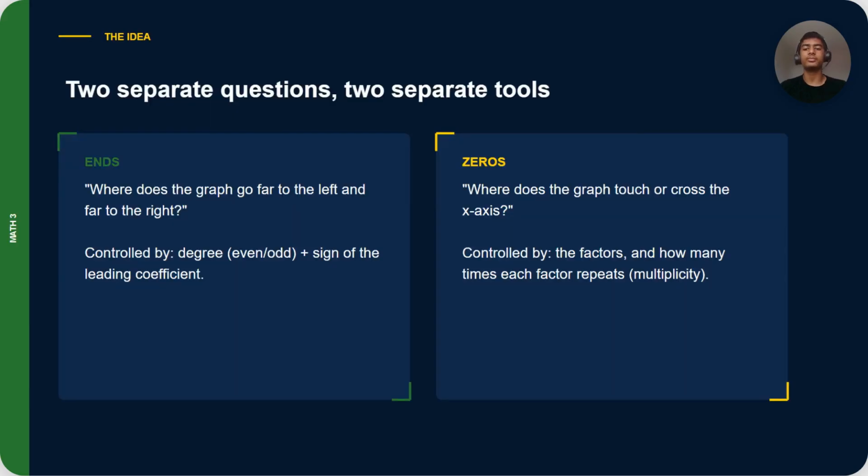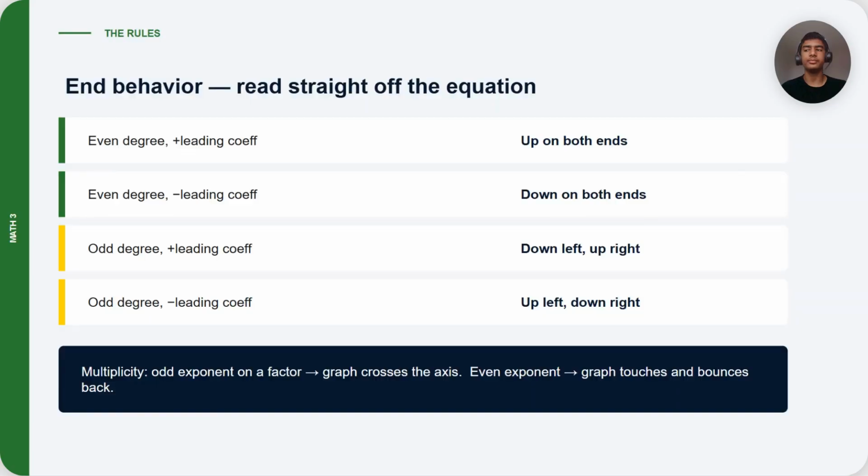Here's the intuition before any formula. There are really two separate questions, and students blend them together, which is where the confusion starts. Question 1. Where does the graph go far to the left and far to the right, off the edges of the graph? That's controlled by the degree and the leading coefficient only, nothing else. Question 2. Where does the graph actually touch or cross the x-axis in the middle? That's controlled by the factors, and how many times each one repeats. Keep those two questions separate in your head, and the whole topic gets a lot easier.